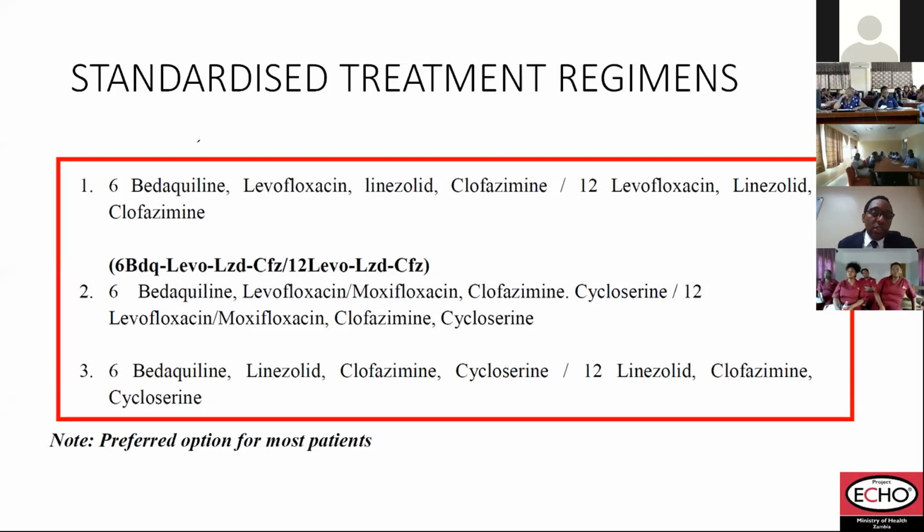In this regimen, I want us to focus on the first one, number 1. Here we have bedaquiline for 6 months. We also have levofloxacin, which continues for the entire duration of 18 months. We have linezolid, which also continues for 18 months. And we have clofazimine that also continues for the entire 18 months. So how many drugs do we have in the first 6 months? We have 4 drugs. Then in the remaining 12 months, we reduce to only 3 drugs.